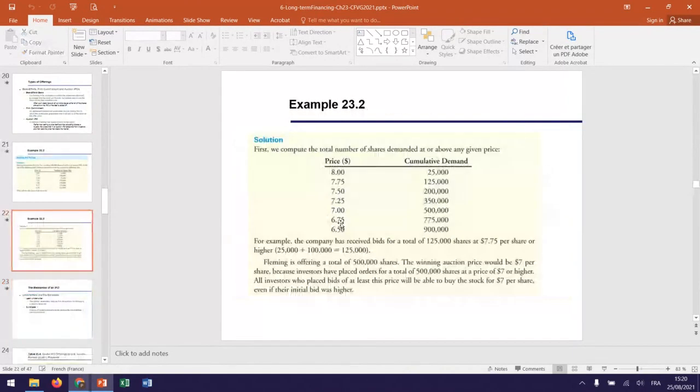So what's going on is that, for example, you have all these 125,000 shares at 7.75. If I use this one, I get 125. Fleming is offering a total of 500, so you have to go until $7 per share, or higher. All investors who place a bid at least at this price will be able to buy the stock for $7 per share, even if the initial bid was higher. Okay, this is how we do the auction IPO.